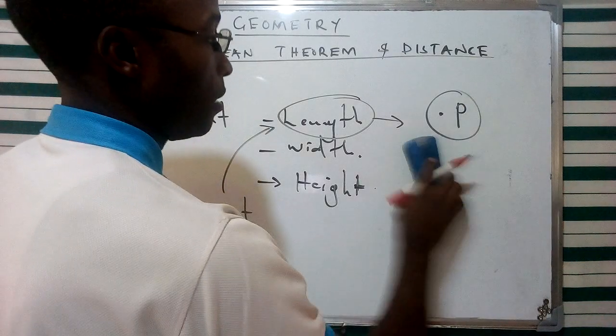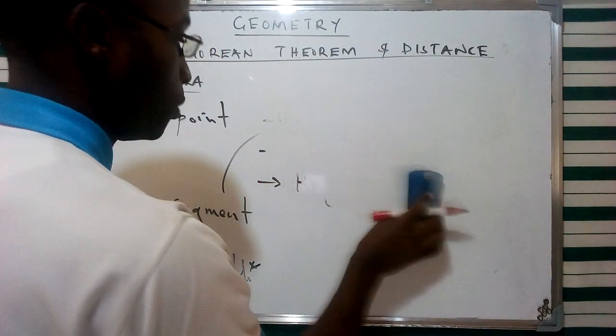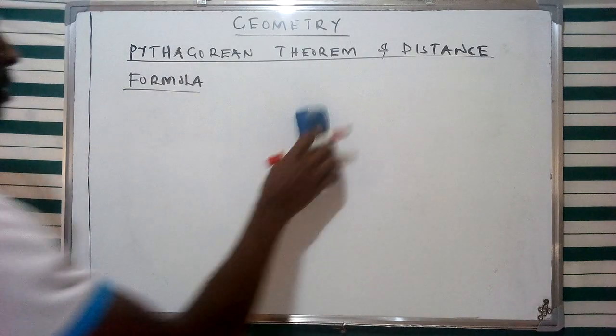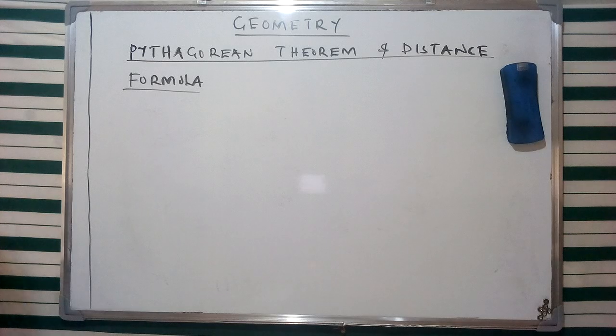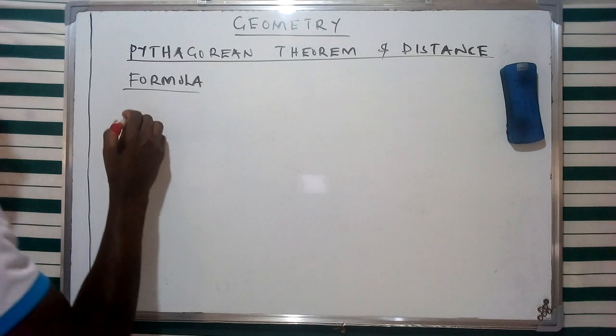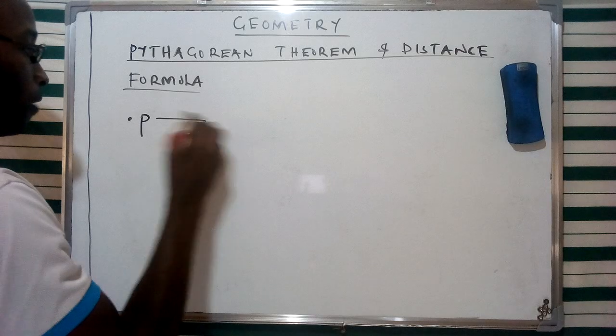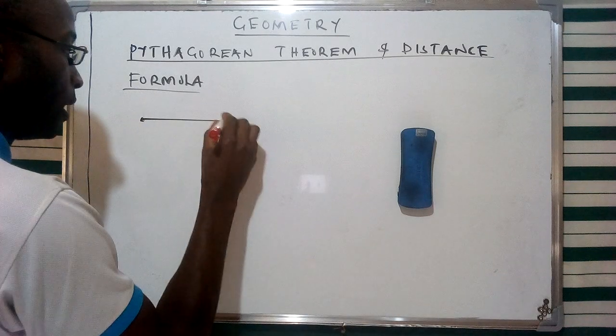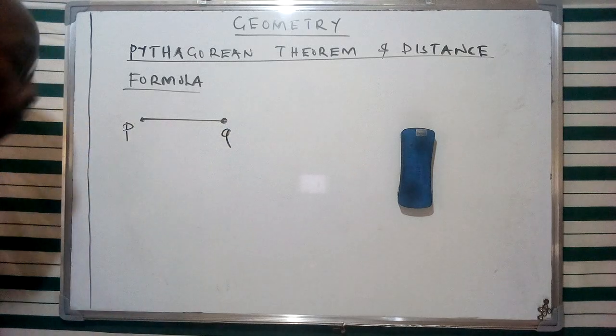Now, in today's illustration, we're going to see that we can evaluate a length using the concept of the Pythagorean theorem, and that is going to be one of the major objectives of this discussion. Having said that, we can give the description of a segment PQ using these two endpoints, P and Q respectively.